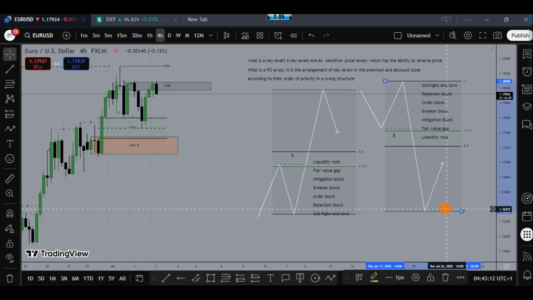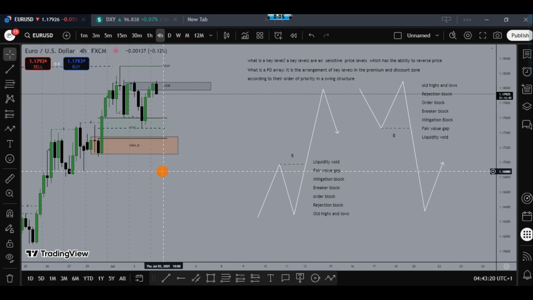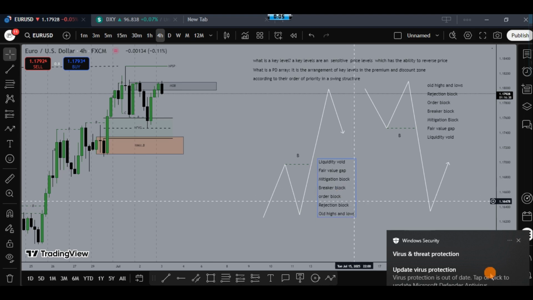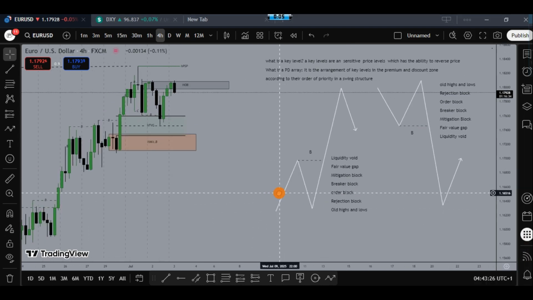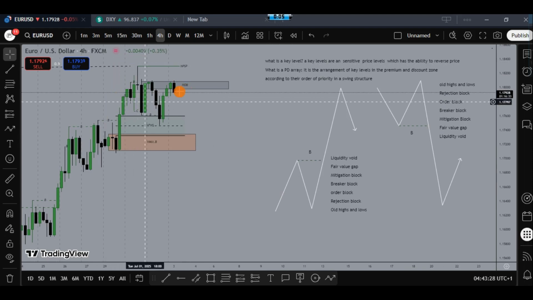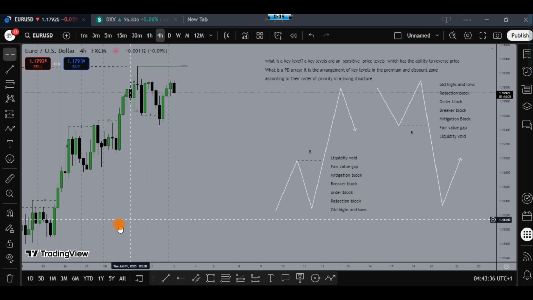Okay, let me go to the chart and show you. It mustn't be that all the PD arrays must be available in a swing structure, but you just have to choose the one that is available. So like this current market structure. Okay, let me just delete all of this. Let me mark the PD arrays that are here.